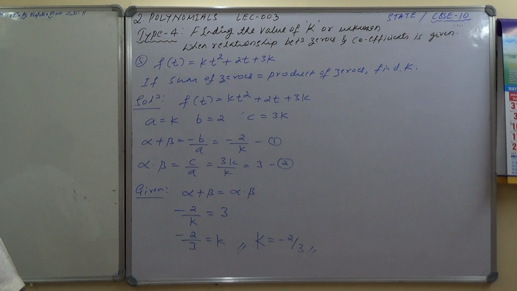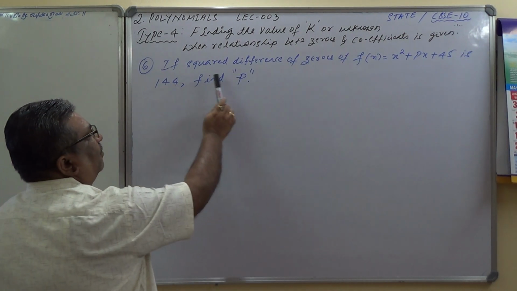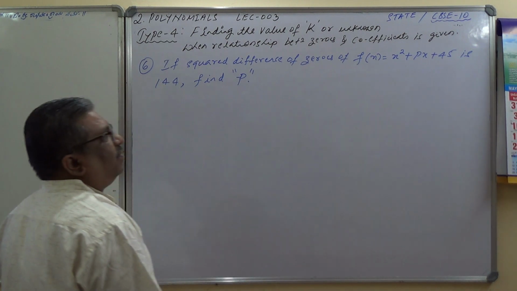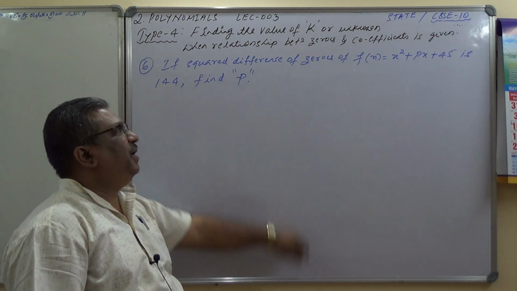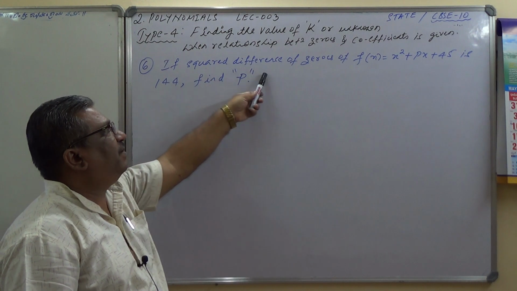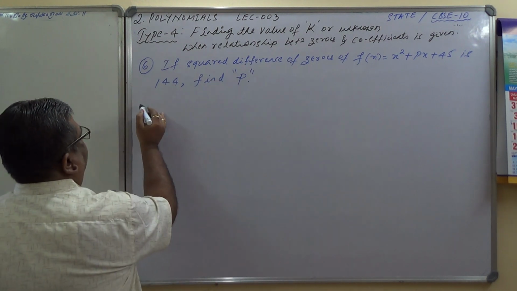Note it down. Here we have one more interesting numerical. If the squared difference of zeros of f of x, x square plus px plus 45, is 144, find the value of p here. Very important, the given is squared difference of zeros. Squared difference of zeros is given to you.